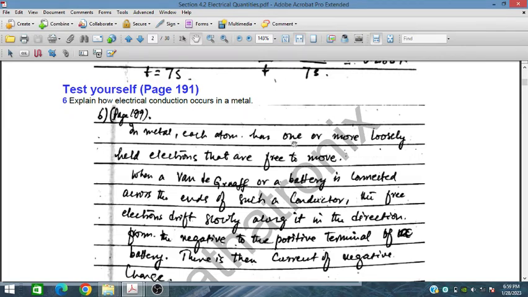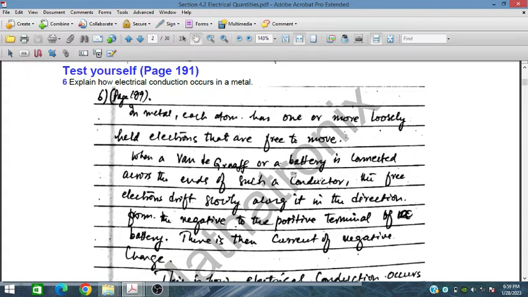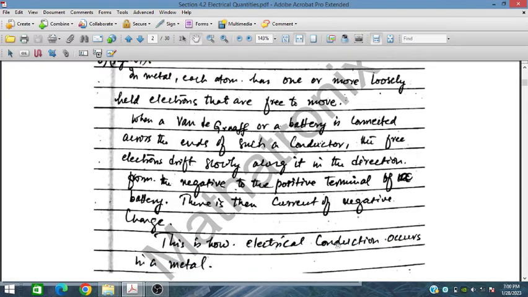In metals, each atom has one or more loosely held electrons that are free to move. When a battery or any generator is connected across the ends of such a conductor, the free electrons drift slowly along in the direction from the negative to the positive terminal of the battery. There is then a current of negative charge flowing, and this is how electrical conduction occurs in a metal.